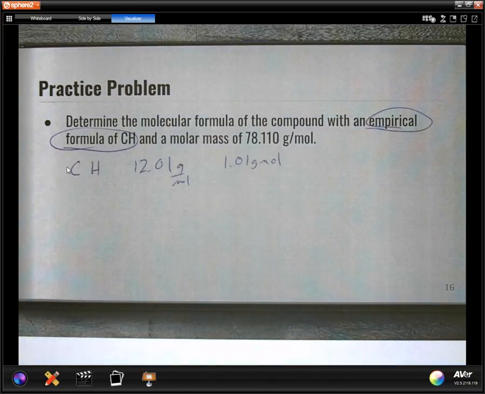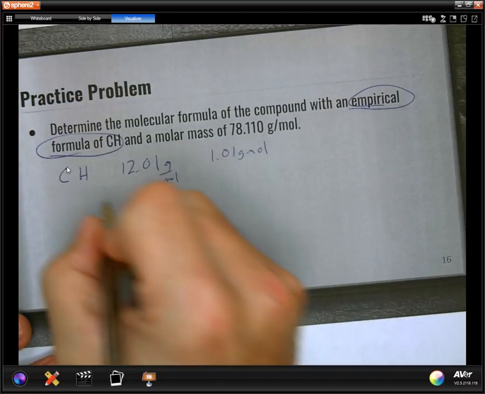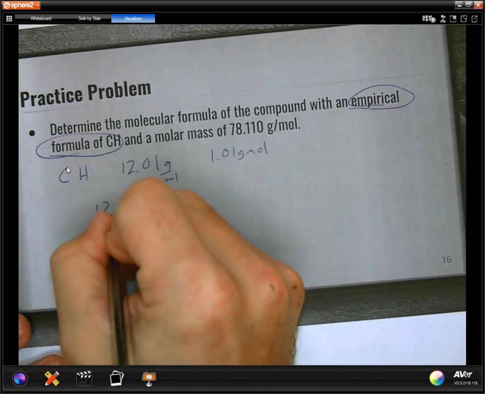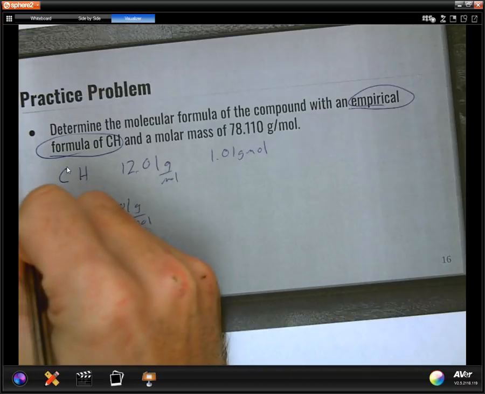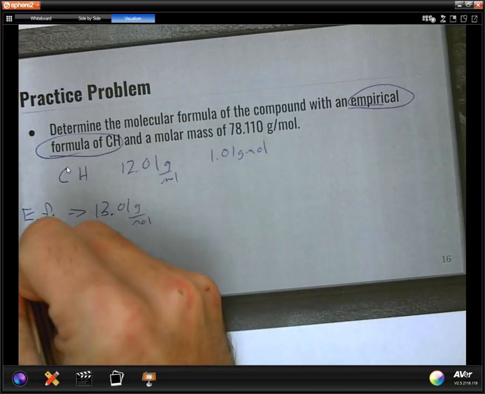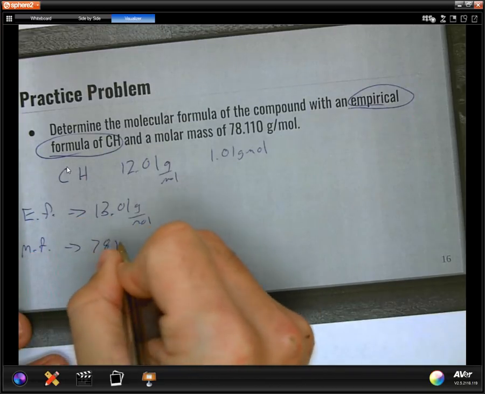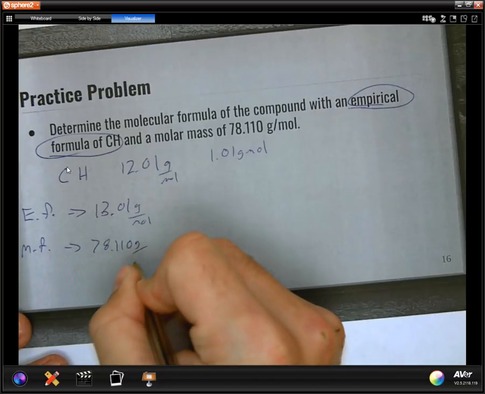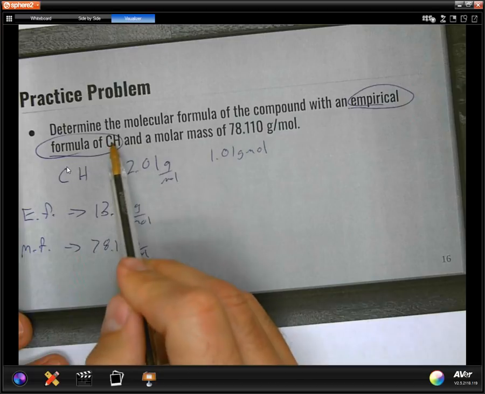So then I am going to add that together to get 13.01 grams per mole, and that's going to be my empirical formula mass. I'm going to label that EF. Now I have some molecular formula that has the mass of 78.110 grams per mole. So how do I know how much to multiply this by?